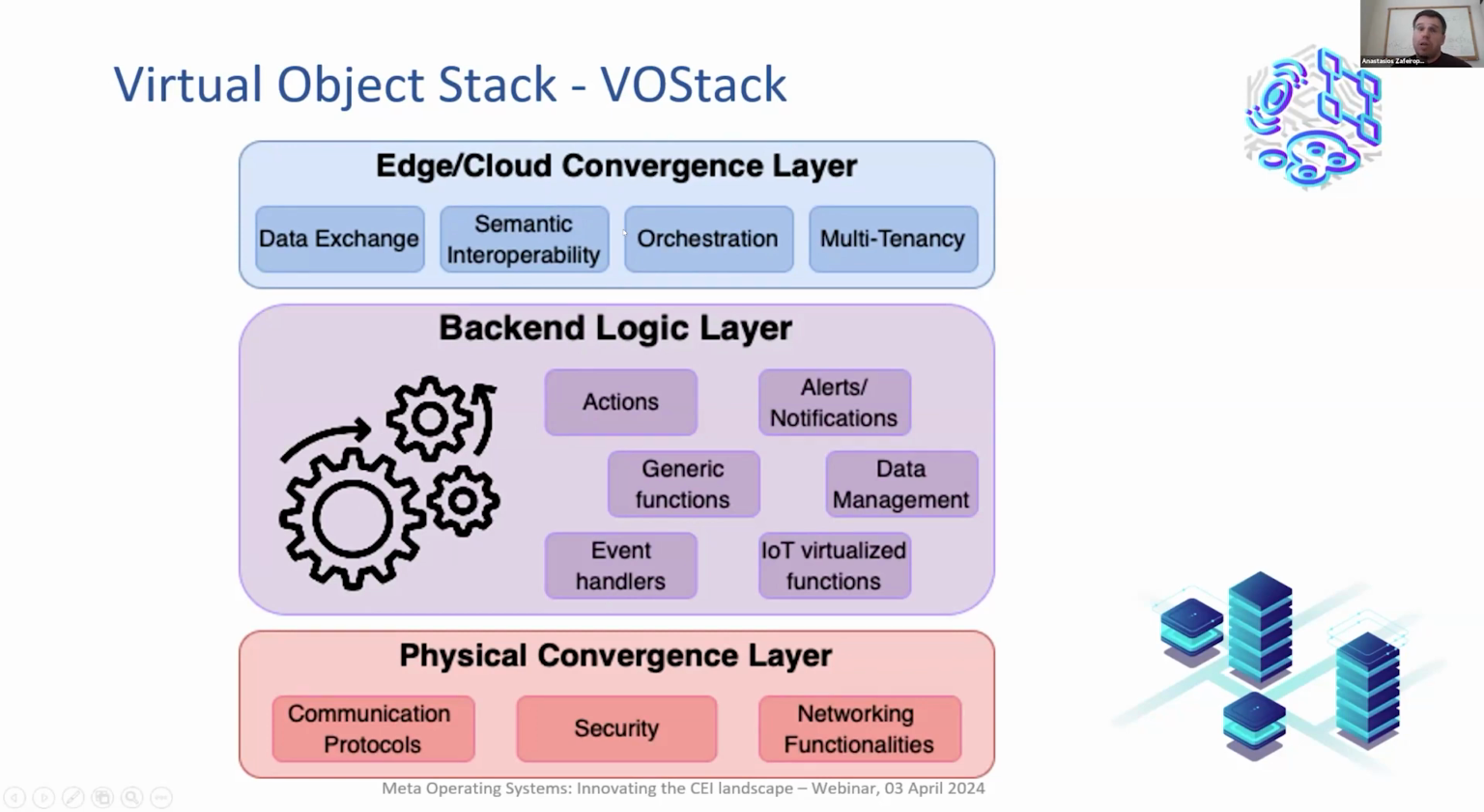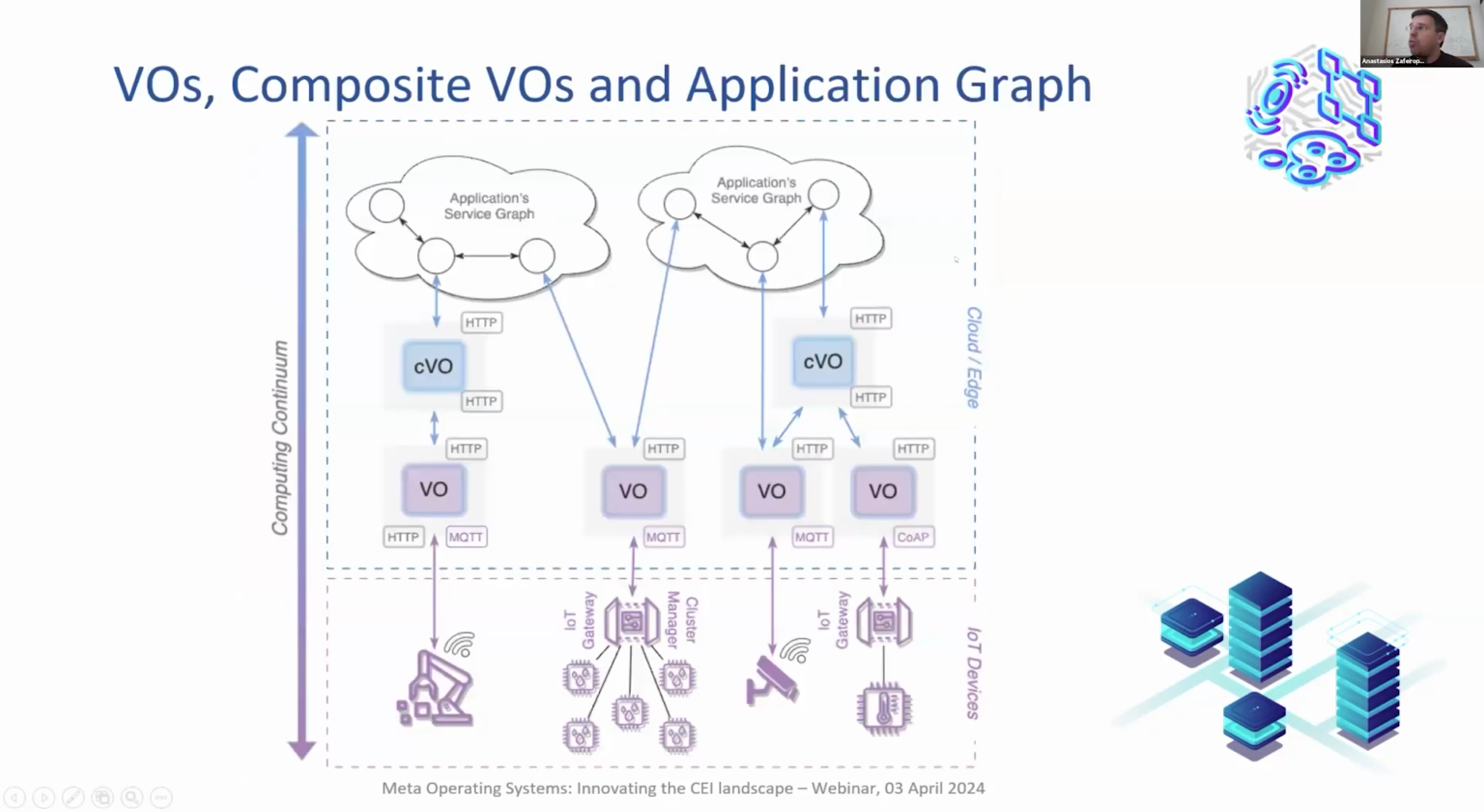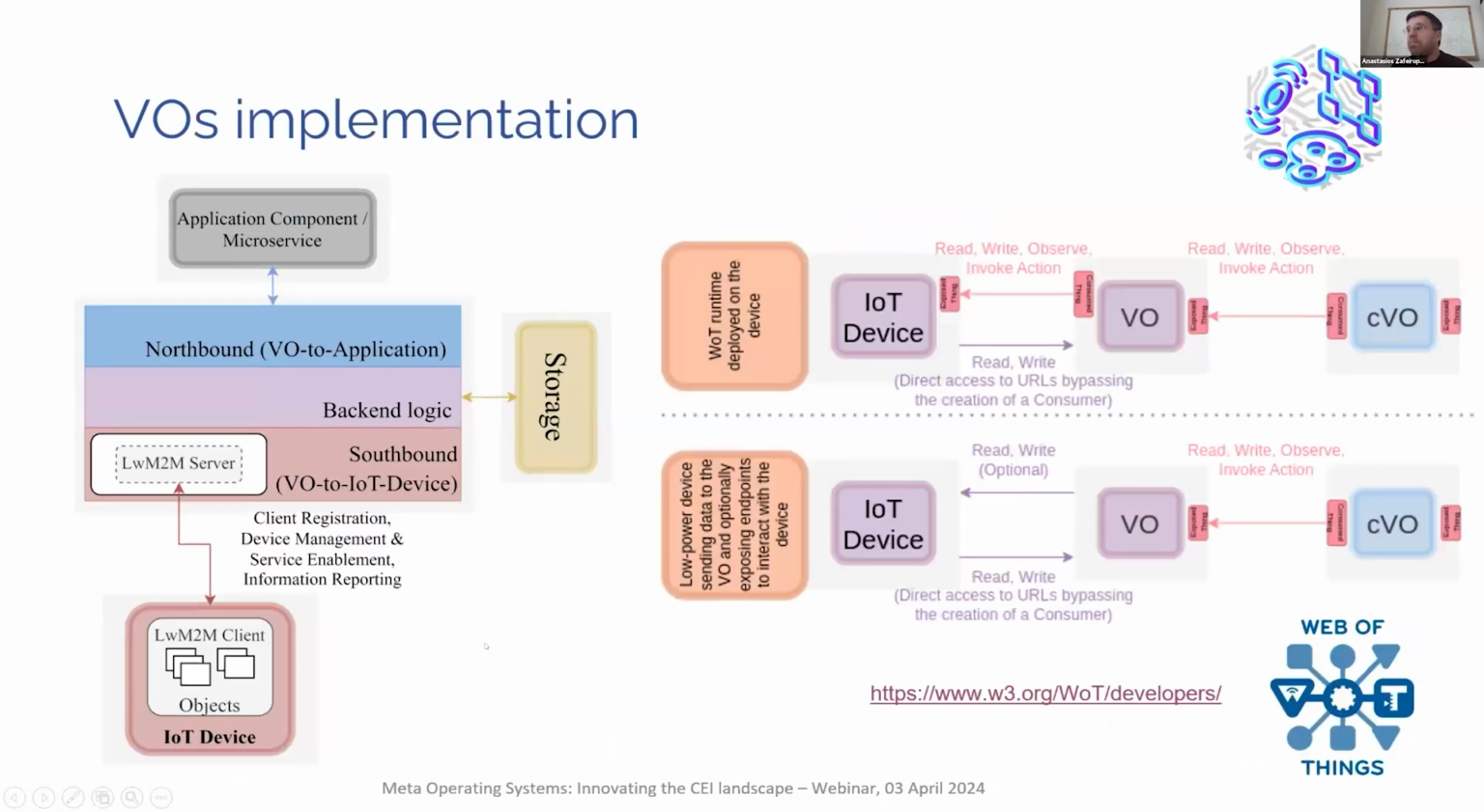So we provide orchestration interfaces, as shown in the previous figure, where these VOs and CVOs can be managed as part of an application graph and managed in a unified way. Now, we have two versions of this stack, because we try to cover specifications coming from the Open Mobile Alliance, LWM2M specification, and also the W3C Web of Things specification.